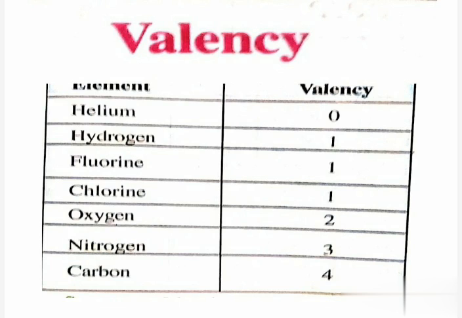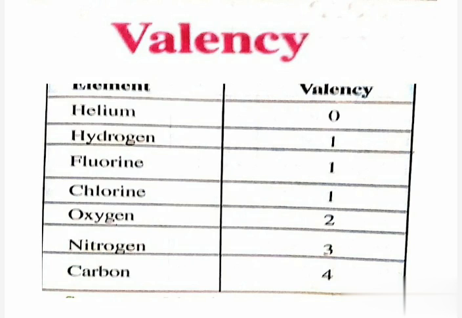So one element is combining with the other element to form the compound. Every element has a definite combining capacity, and that determines the atomicity of the molecule. Every element reacts with other elements according to its combining capacity. It is called its valency. So valency is nothing but the combining capacity of an element with the atom of another element.